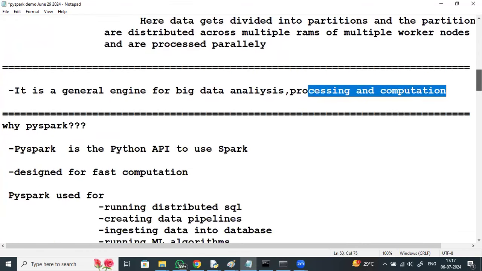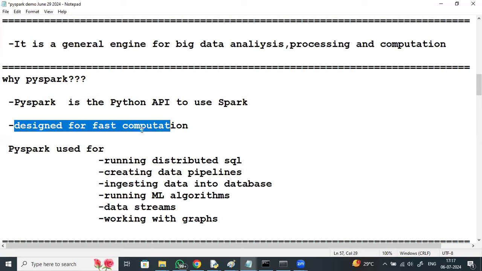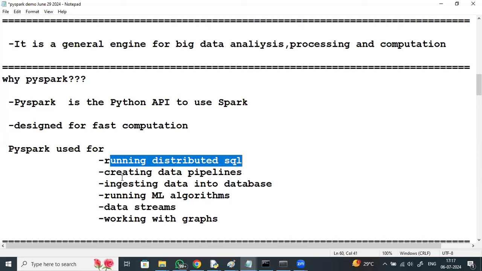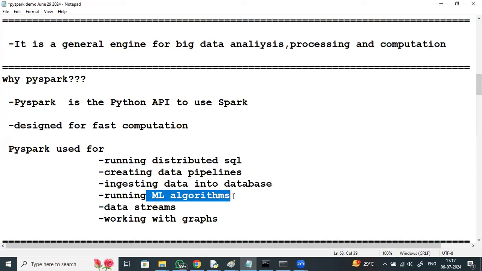Fine. So PySpark means a Python API to use Spark. It is the lightning fast technology, designed for fast computation. It is used for running distributed SQL queries, creating data pipelines, ingesting data into databases, running ML algorithms, working with data streams, working with graphs. What do you mean by graph data? Records which are interconnected. What do you mean by streaming data? Data which keeps on generating, events which keep on generating. So PySpark is used for these things.